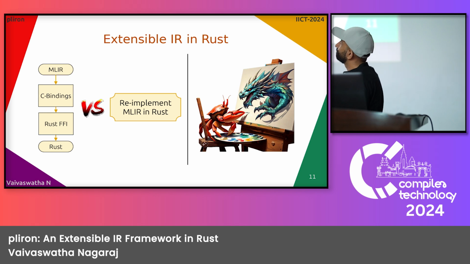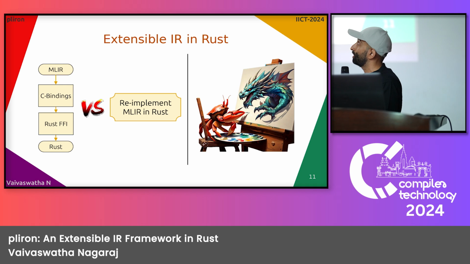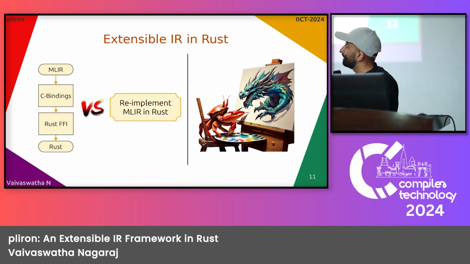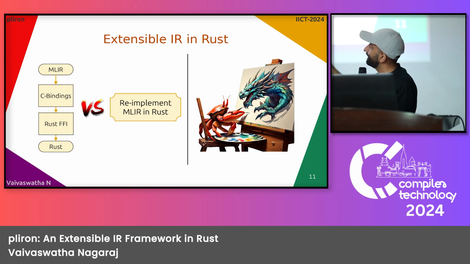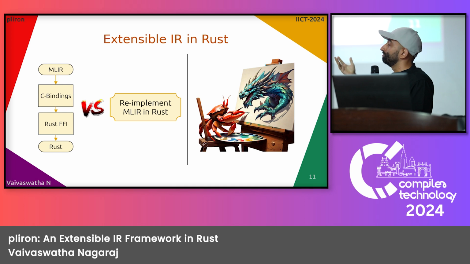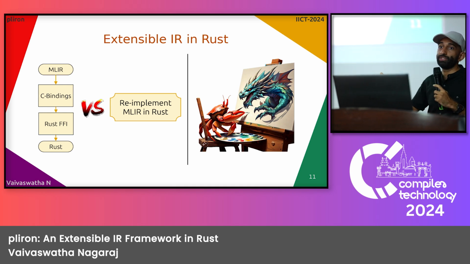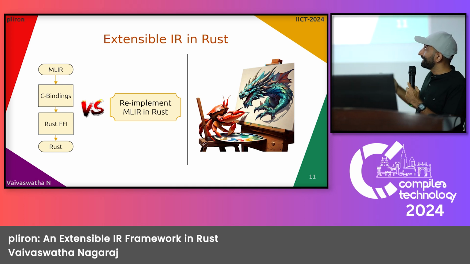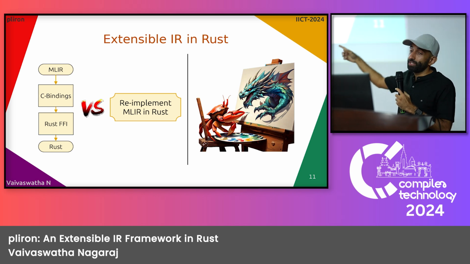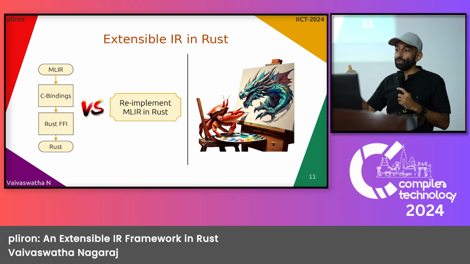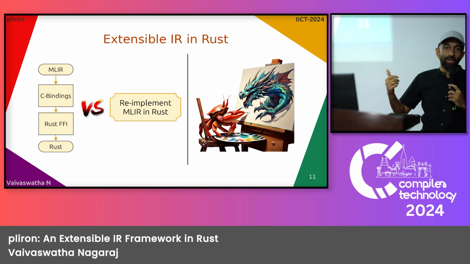And I, as a compiler engineer who's been working with Rust for the past couple of years, when I wanted to use an extensible compiler, I had two choices. One is use MLIR through its C bindings, and the other was to re-implement all of it from scratch in Rust. And what I decided to do is the latter, and in the next few slides, I try to justify why I decided to do that.